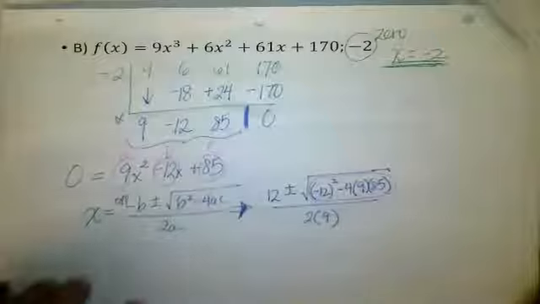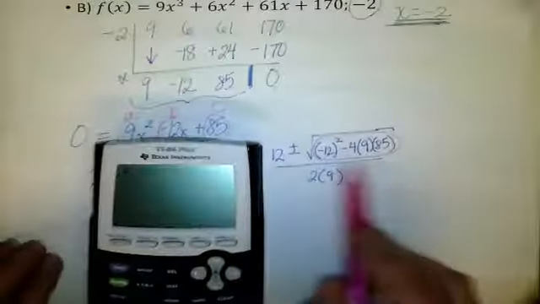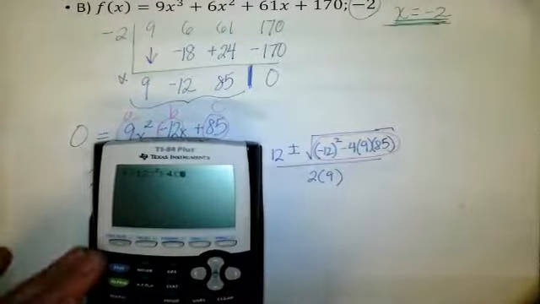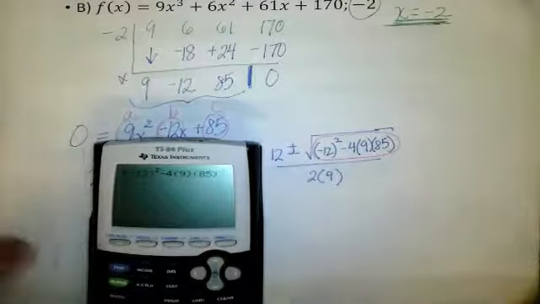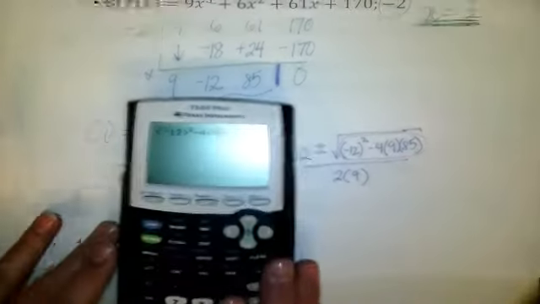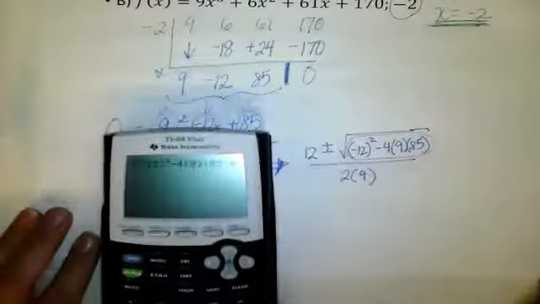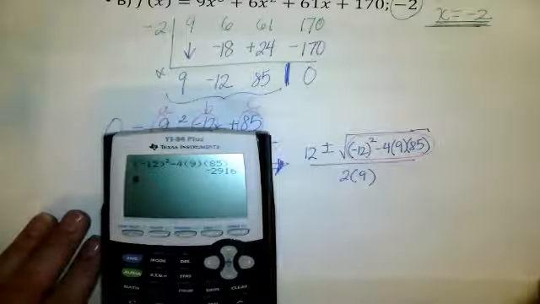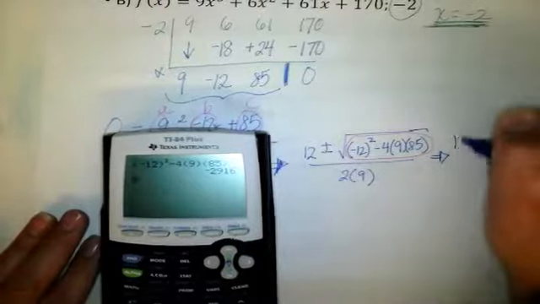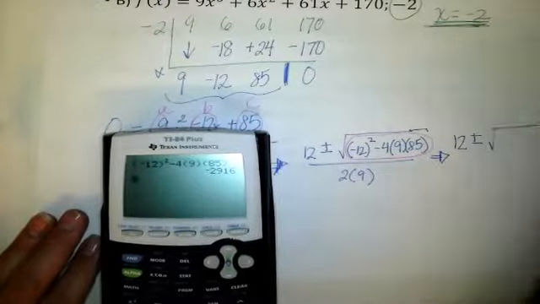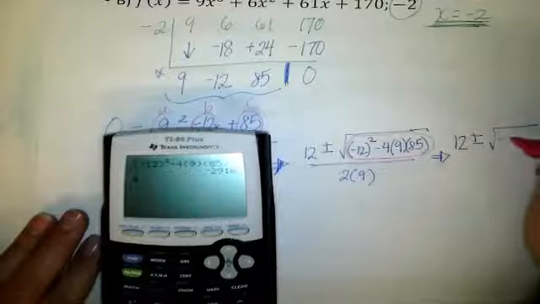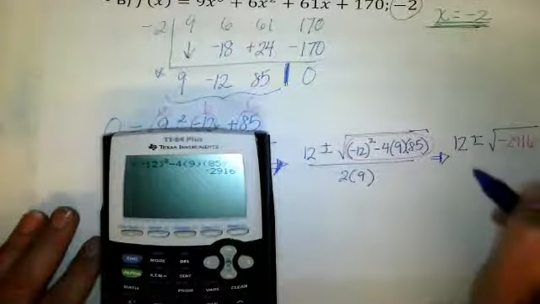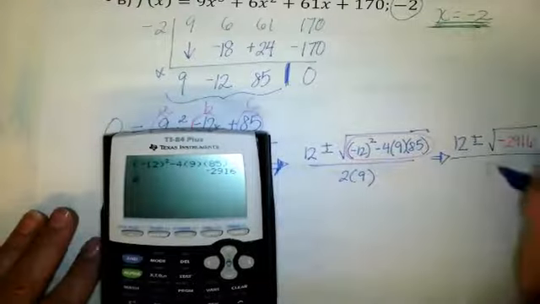When you're using your calculators, ladies and gentlemen, please, we wrote it with parentheses, use parentheses. You don't use parentheses, I guarantee you're going to get it wrong. All right, this is going to be a giant number. So I plugged it in using parentheses. There it is. Exactly how I wrote it, and it's a giant number. 12 plus or minus the square root of negative 2916. Huge number. And that's all being divided by 2 times 9, which is 18.